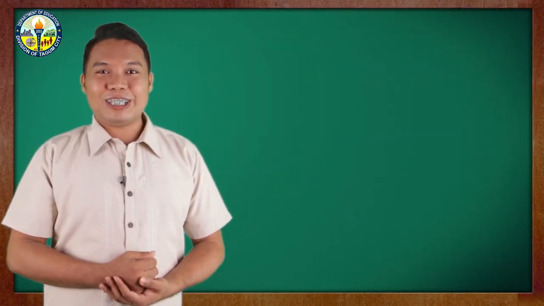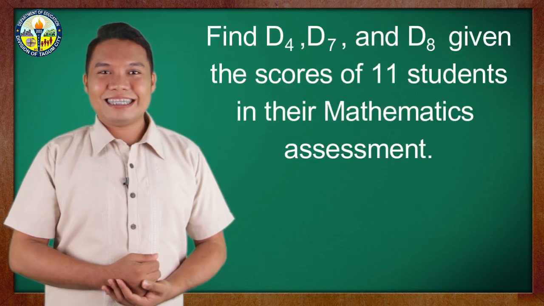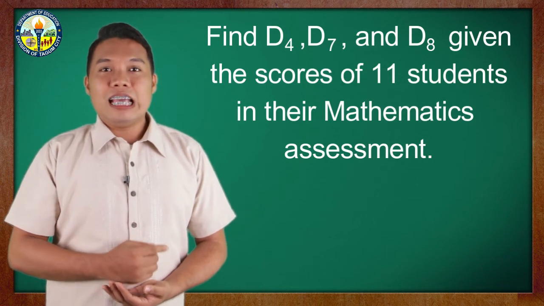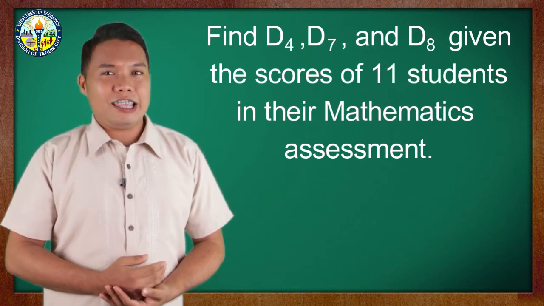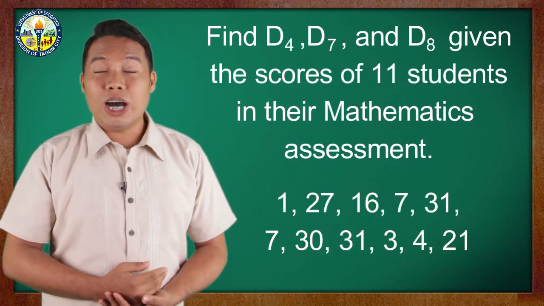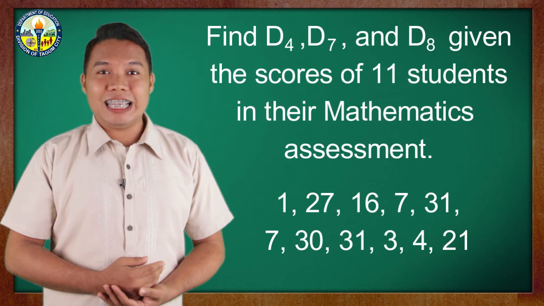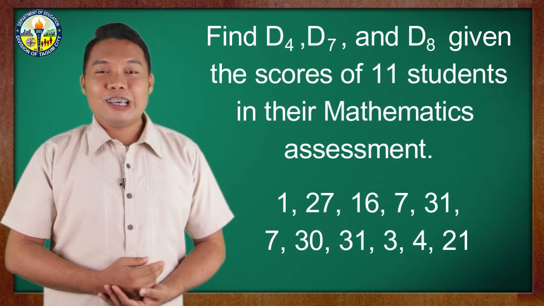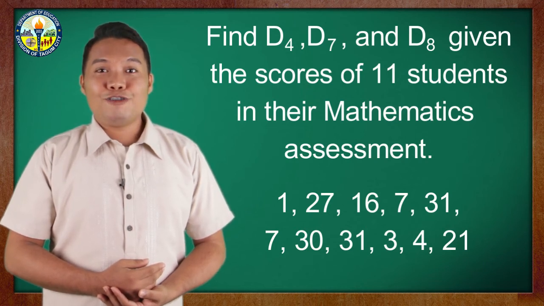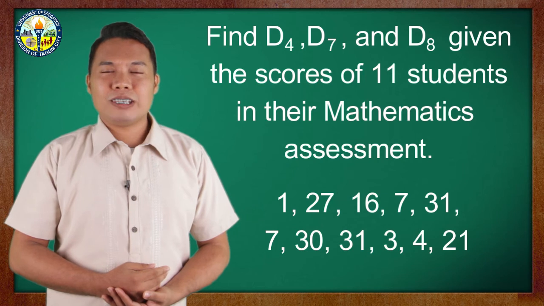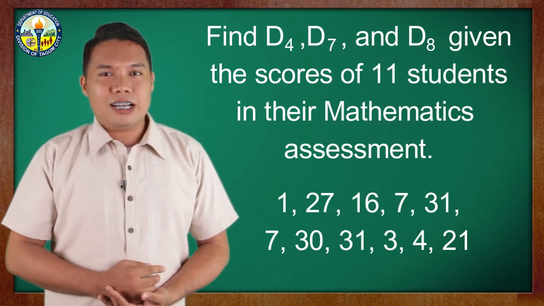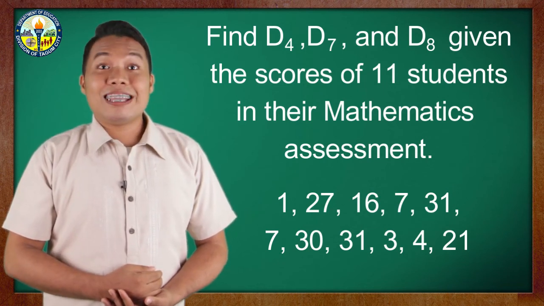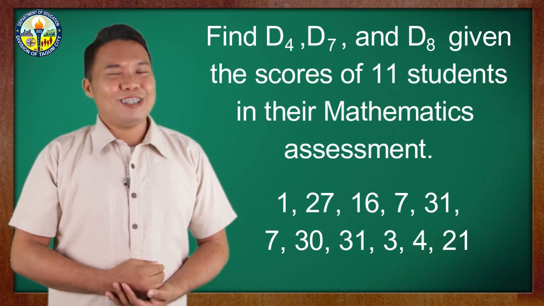Now it's time to check your understanding. Find D sub 4, D sub 7, and D sub 8, given the scores of 11 students in their mathematics assessment: 1, 27, 16, 7, 31, 7, 30, 31, 3, 4, 21. You are given 3 minutes to answer. And if you hear this sound, meaning time is up. Are you now ready? Your time starts now.